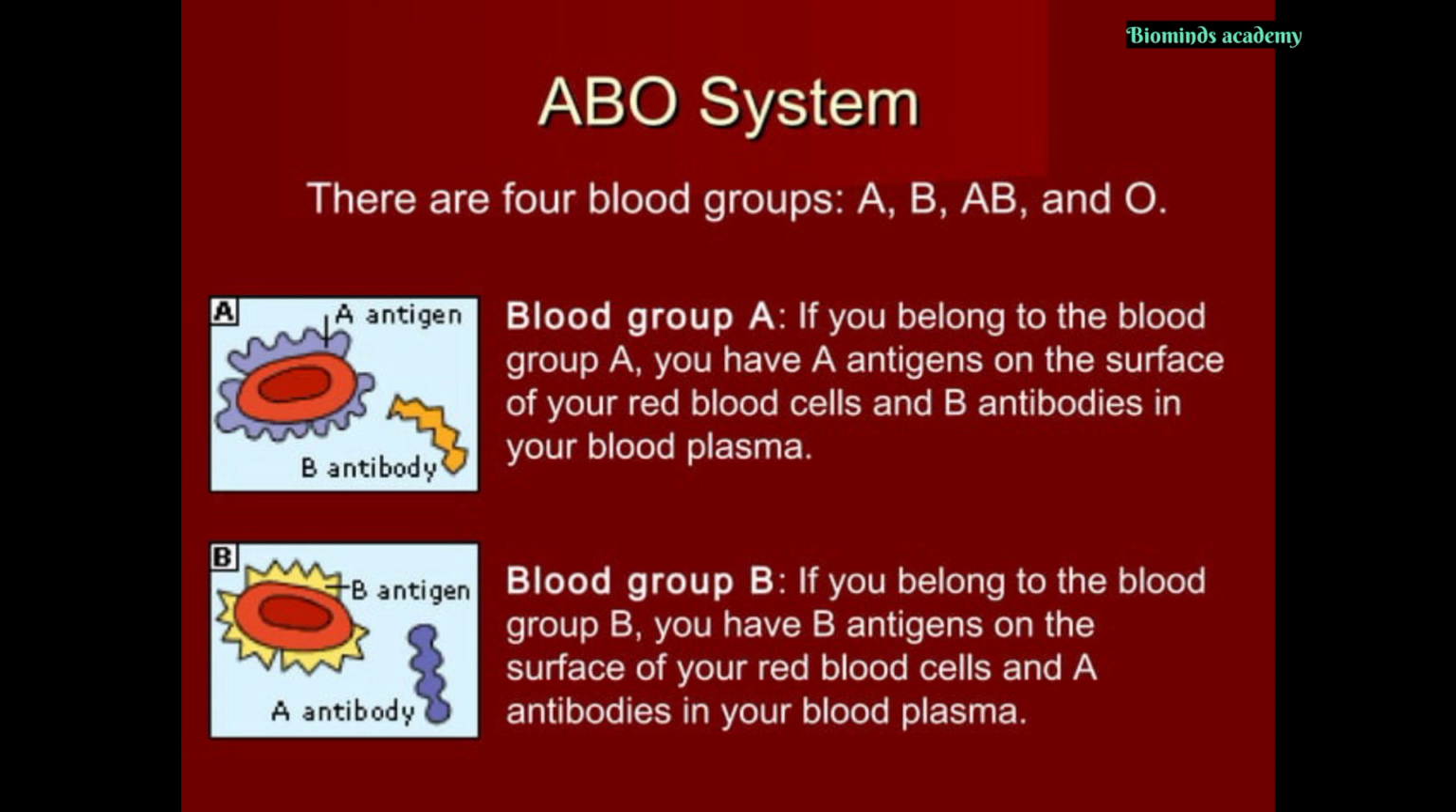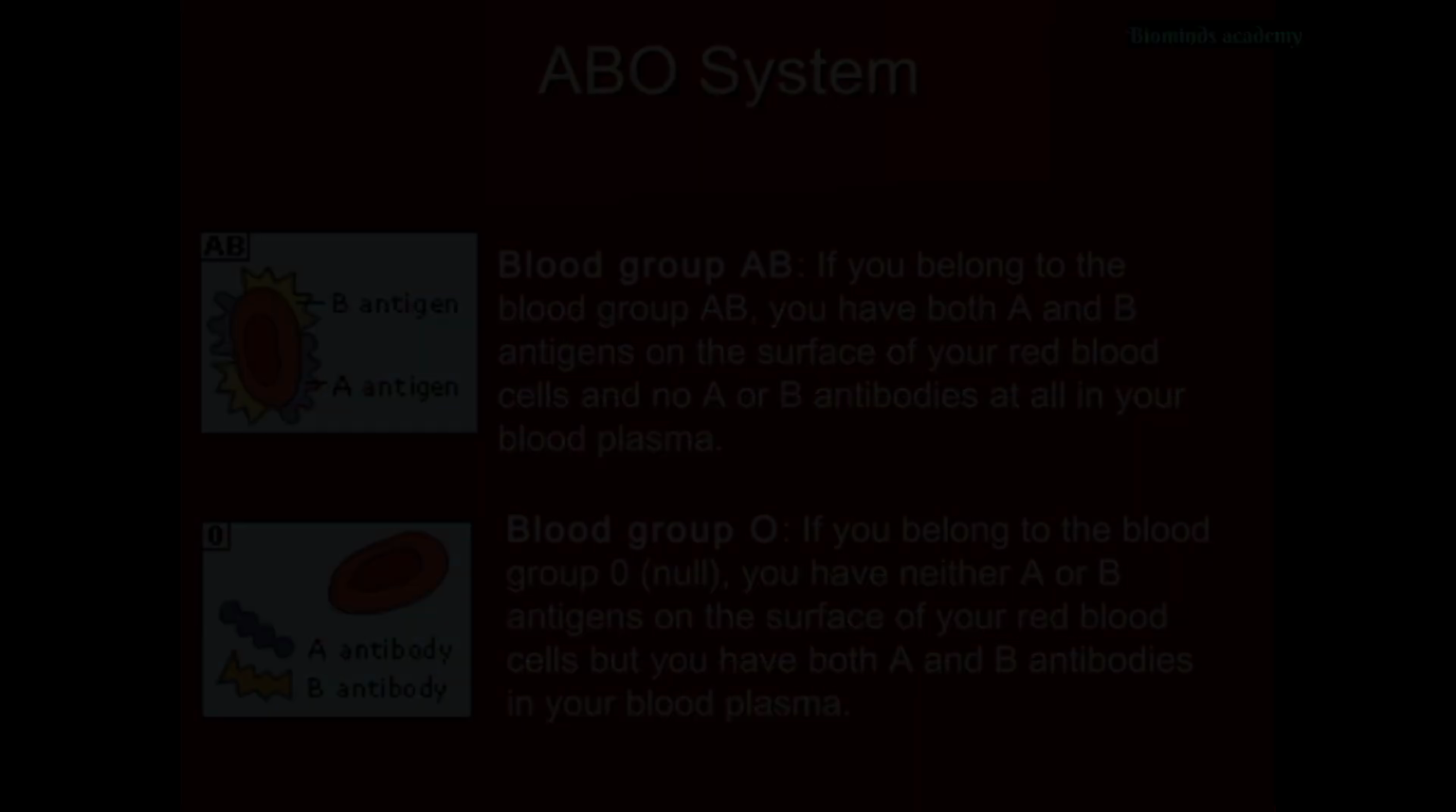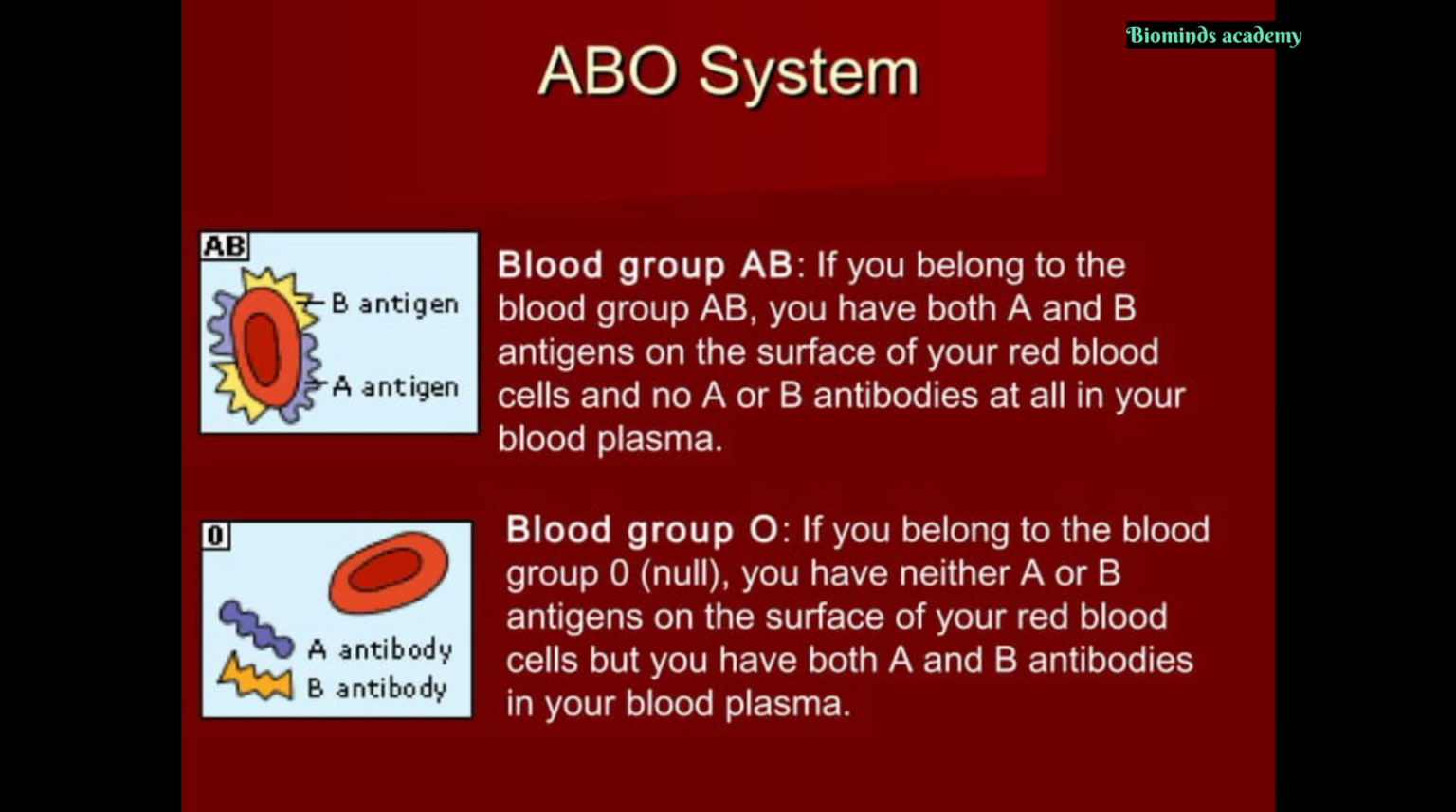In blood group A, the A antigen is present on the surface of RBC and antibody B is present in the blood plasma. In blood group B, the antigen B is present on the surface of RBC and antibody A is present in the blood plasma. In blood group AB, both the antigens A and B are present on the surface of RBC, and no antibodies, that is A and B antibodies, are present in the blood plasma. In blood group O, both the A and B antigens are absent, but the A and B antibodies are present in the blood plasma.